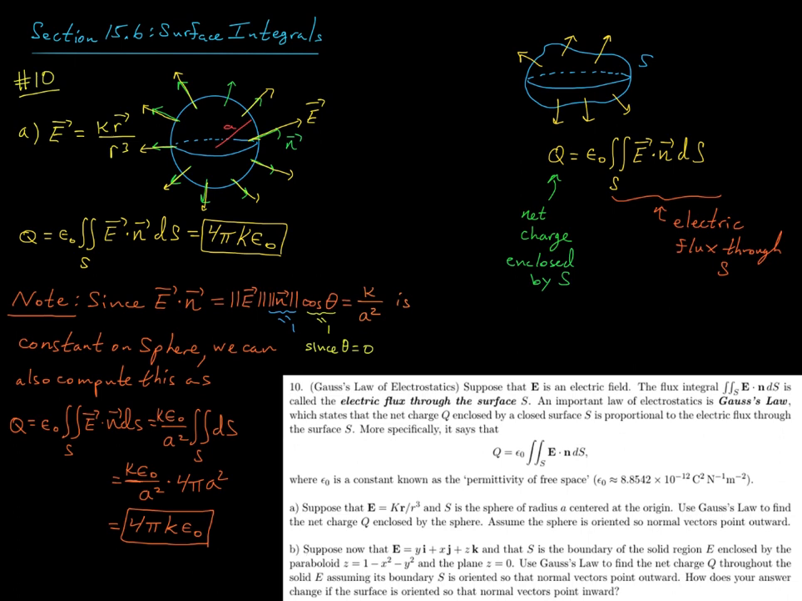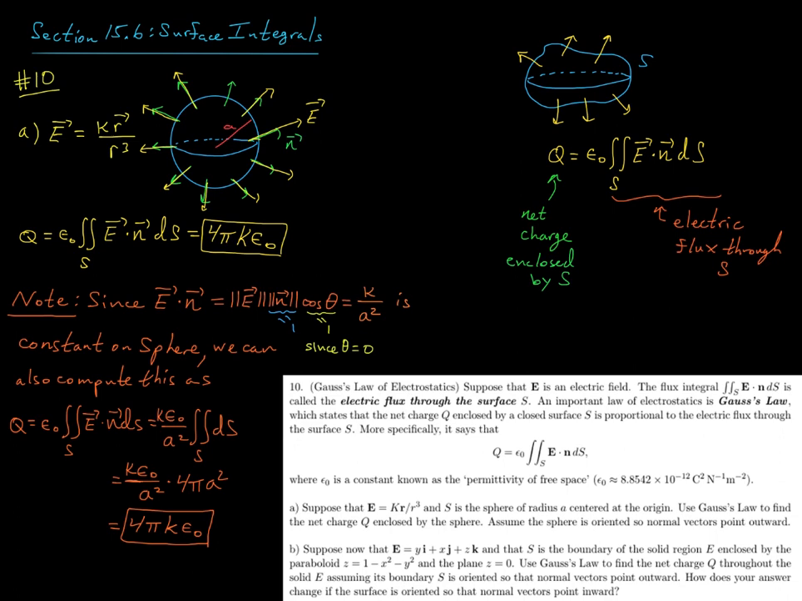Here you genuinely need calculus. You can't get away with this kind of symmetry, constant dot product sort of trick. So here it says the electric field E is y i plus x j plus z k, and S is the boundary of the solid region E enclosed by the paraboloid z equals 1 minus x squared minus y squared, and the plane z equals 0. Then it says, use Gauss's law to find the net charge Q throughout the solid E, assuming the boundary is oriented so that normal vectors point outward.